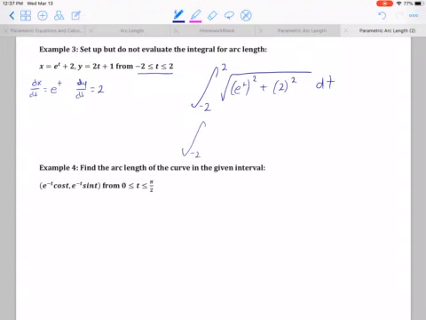Only reason I could see people missing this is messing up the simplification. This would be e to the 2t, power to power means multiply, plus 4 dt. And then you'd be done there.